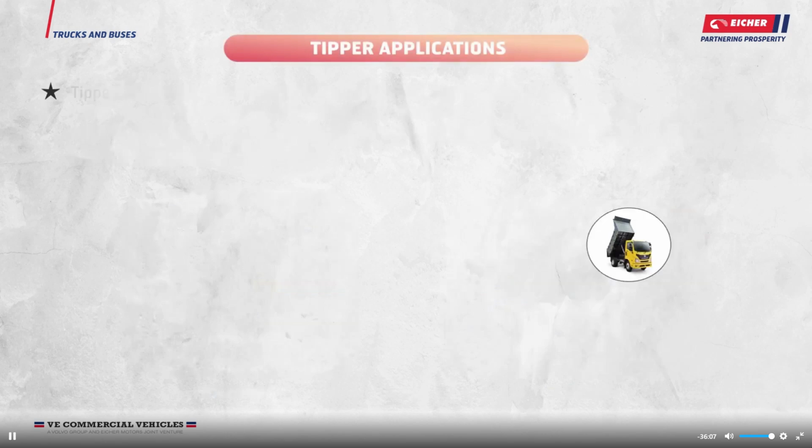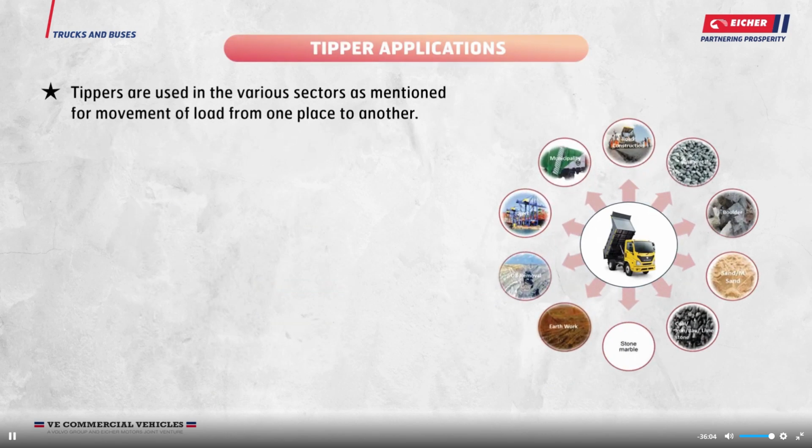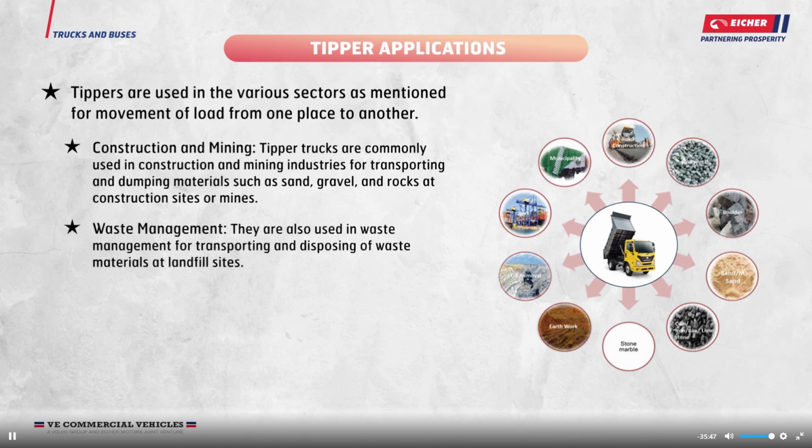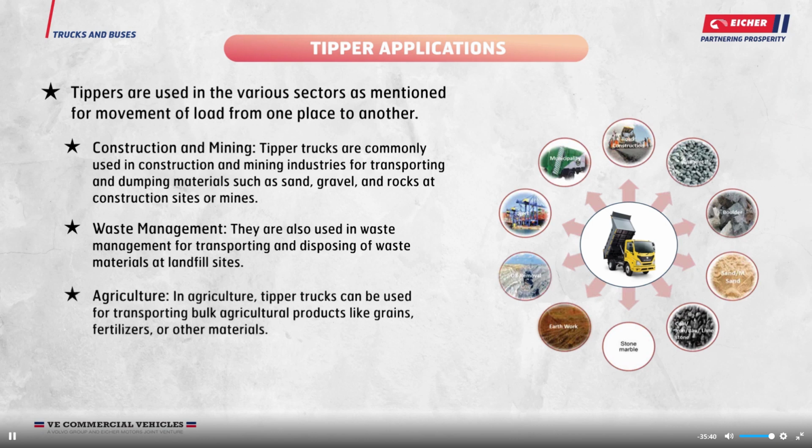Tipper applications. Tippers are used in the various sectors as mentioned for movement of load from one place to another. Construction and mining: tipper trucks are commonly used in construction and mining industries for transporting and dumping materials such as sand, gravel, and rocks at construction sites or mines. Waste management: they are also used in waste management for transporting and disposing of waste materials at landfill sites. Agriculture: in agriculture, tipper trucks can be used for transporting bulk agricultural products like grains, fertilizer, or other materials.